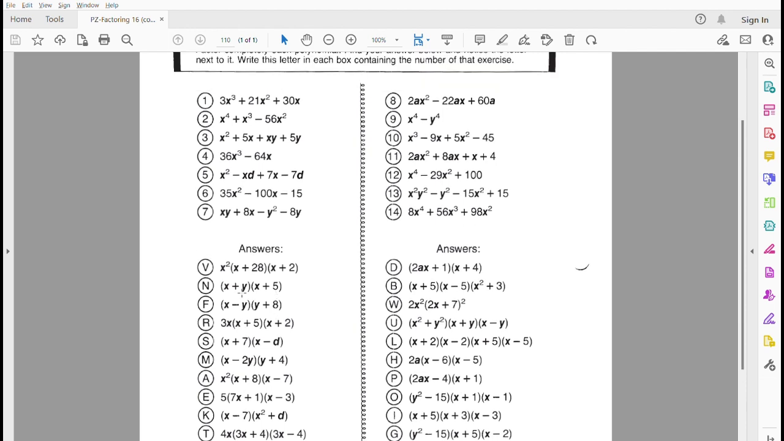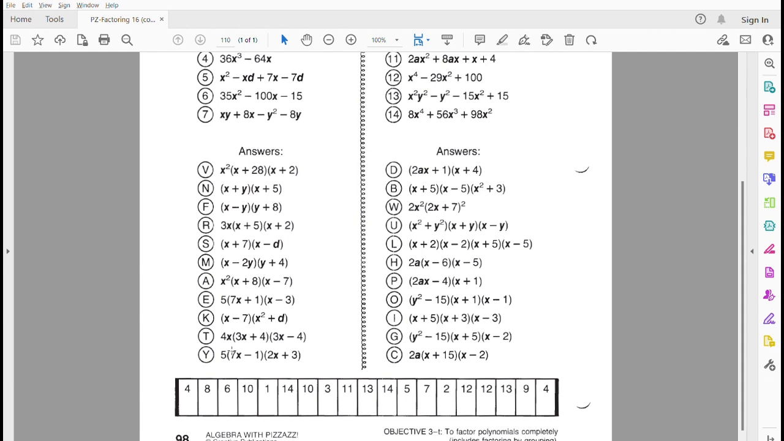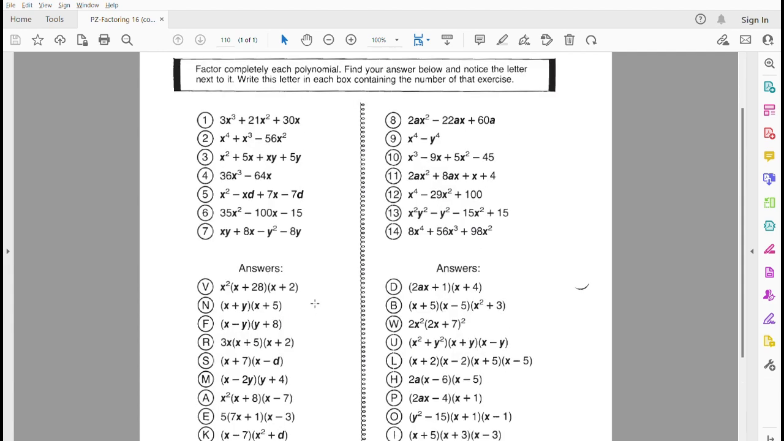Once you find an answer, let's say, for example, you do number 1 and you get the answer n. It's definitely not n, but let's say it was. Then you would go down below, and in spot number 1, you would put that letter, n, or whatever letter it is. So that's how we're going to proceed. Let's see how this goes.